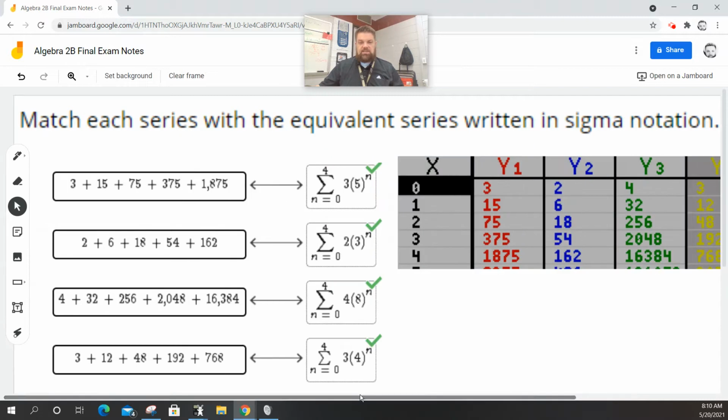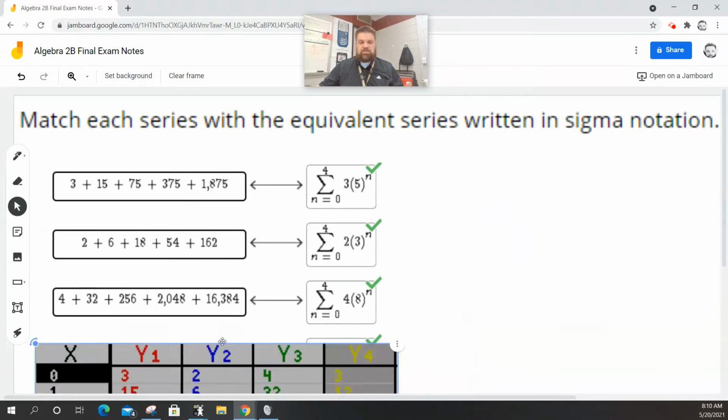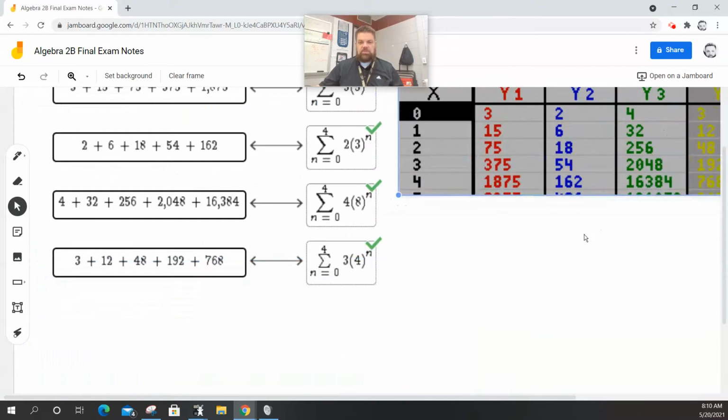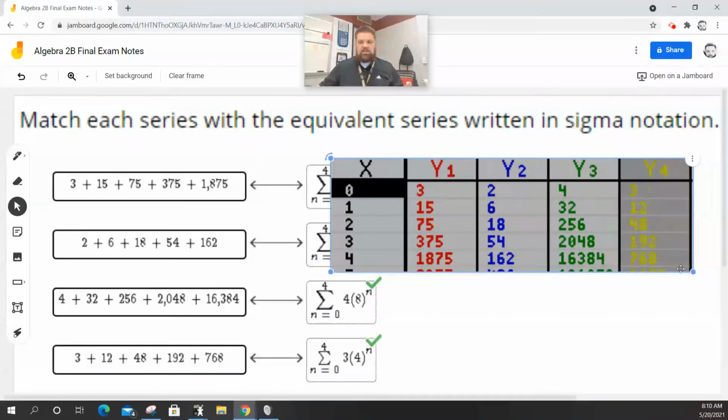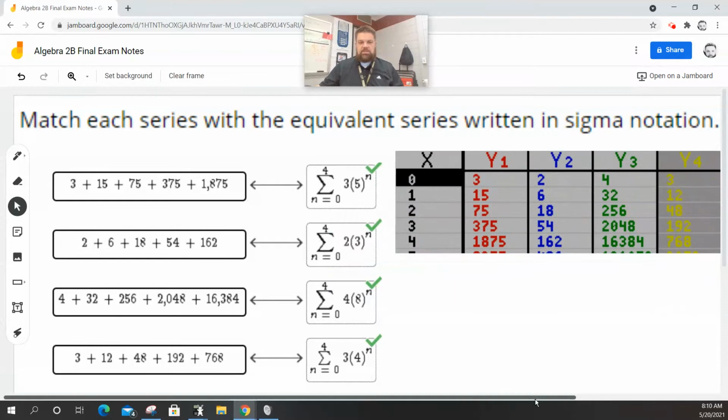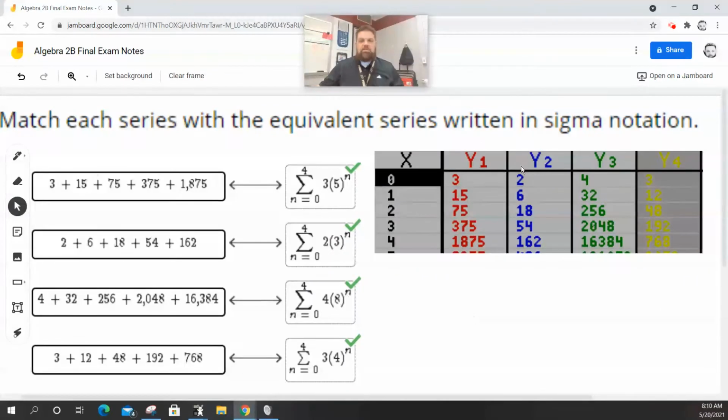And so as you can see here, well, maybe I'll just slide it down here. No, you can't see everything. We'll just put it over here. Make it a little tinier, I guess, so it all fits. The first one matches because it's 3 plus 15 plus 75 plus 375 plus 1875. So 3, 15, 75, 375, 1875.